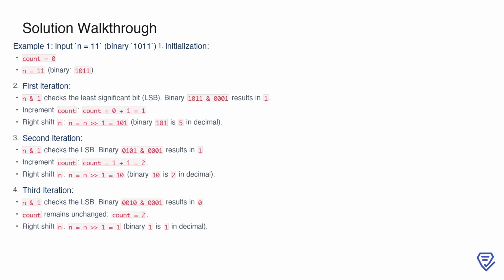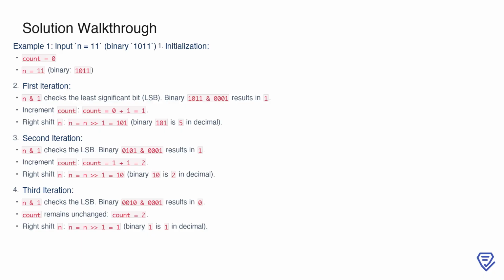Here, the binary operation 1011 & 0001 evaluates to 1, which means the LSB is 1. We then increment the count by 1, making it 1, and right-shift n to remove the LSB. This updates n to 101, which is 5 in decimal. In the second iteration, the same process is repeated. The LSB of 101 is checked, and since 0101 & 0001 equals 1, we increment the count again to 2. Right-shifting n gives us 10, or 2 in decimal.